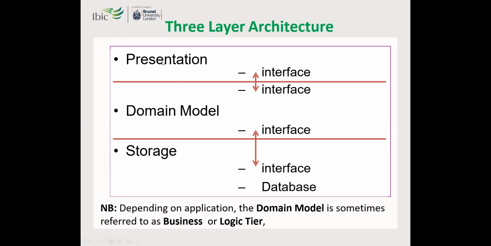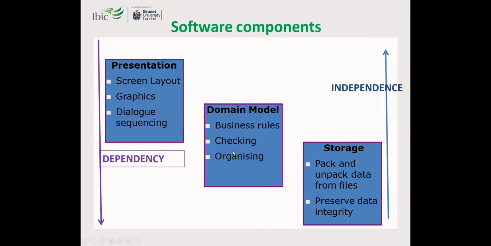So we do have different layers. Here you can see 3 layers. We do have a storage, which is database and interface, and we do have the domain model, and we do have the presentation in the higher level. Depending on the application, you can have a different type of domain model, either business or logic tier. So as we say, the dependency and independency is going to change.